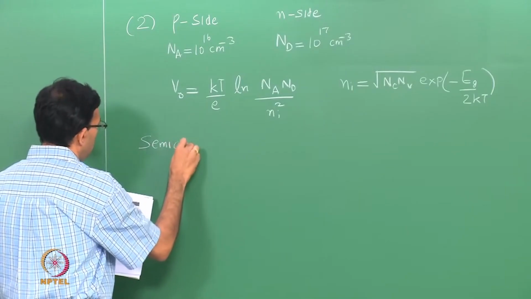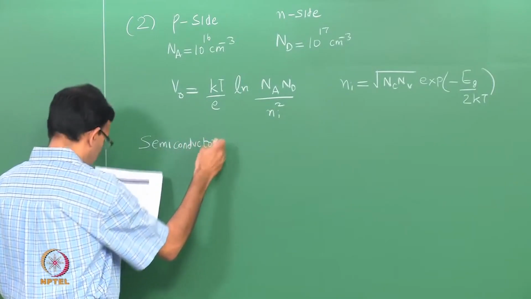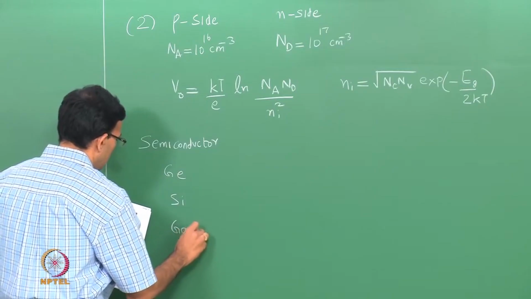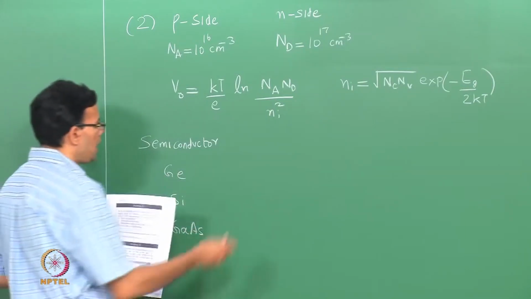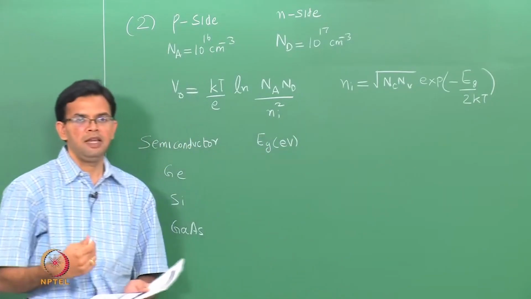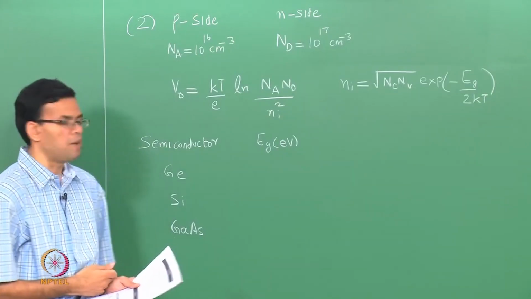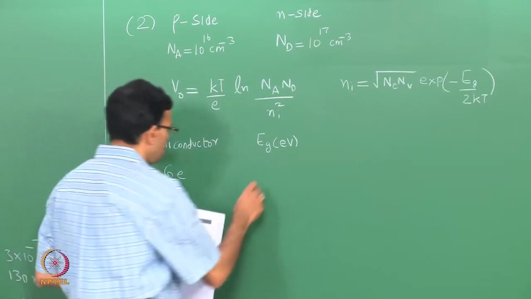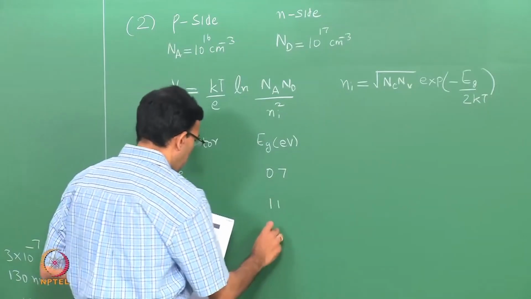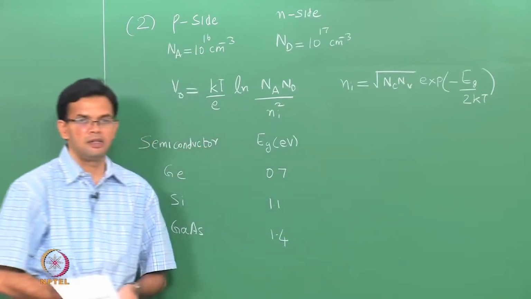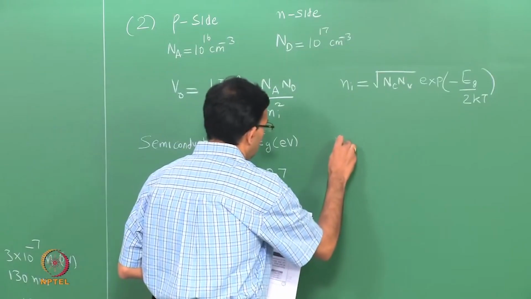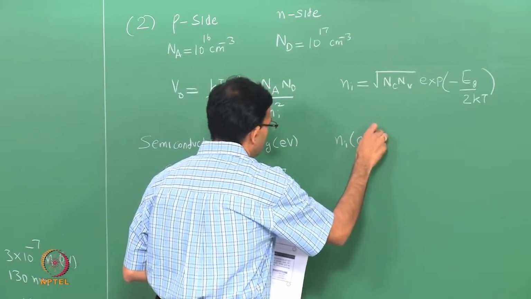I will write down the table that is given in the problem. So, we have germanium, silicon, gallium arsenide. The band gap values are given in Eg, and these are mainly used just for comparison. We do not need the band gap values as far as this problem is concerned. Germanium is 0.7, silicon is 1.1, gallium arsenide is 1.4. What we do need is the values of Ni, and Ni is again given per centimeter cube.